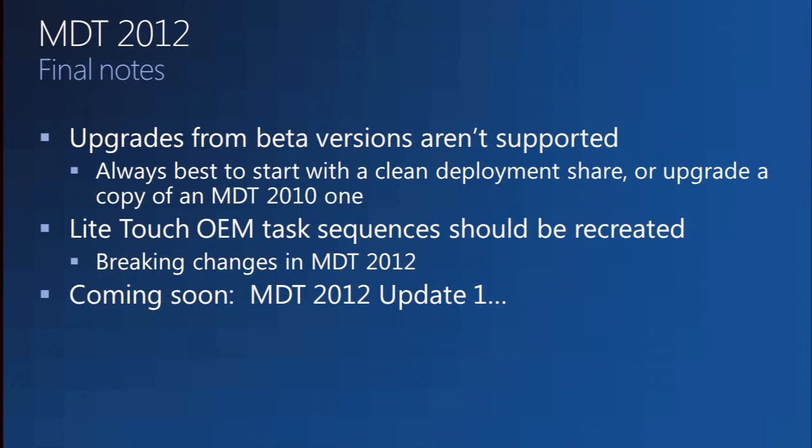So if you're using that, you'd want to delete your existing OEM staging task sequence and create a new one to do that staging. The actual deployment task sequence that runs isn't affected, so it's not like you're going to replace your entire client task sequence. You're just going to be changing the one that stages it onto the hard drive.